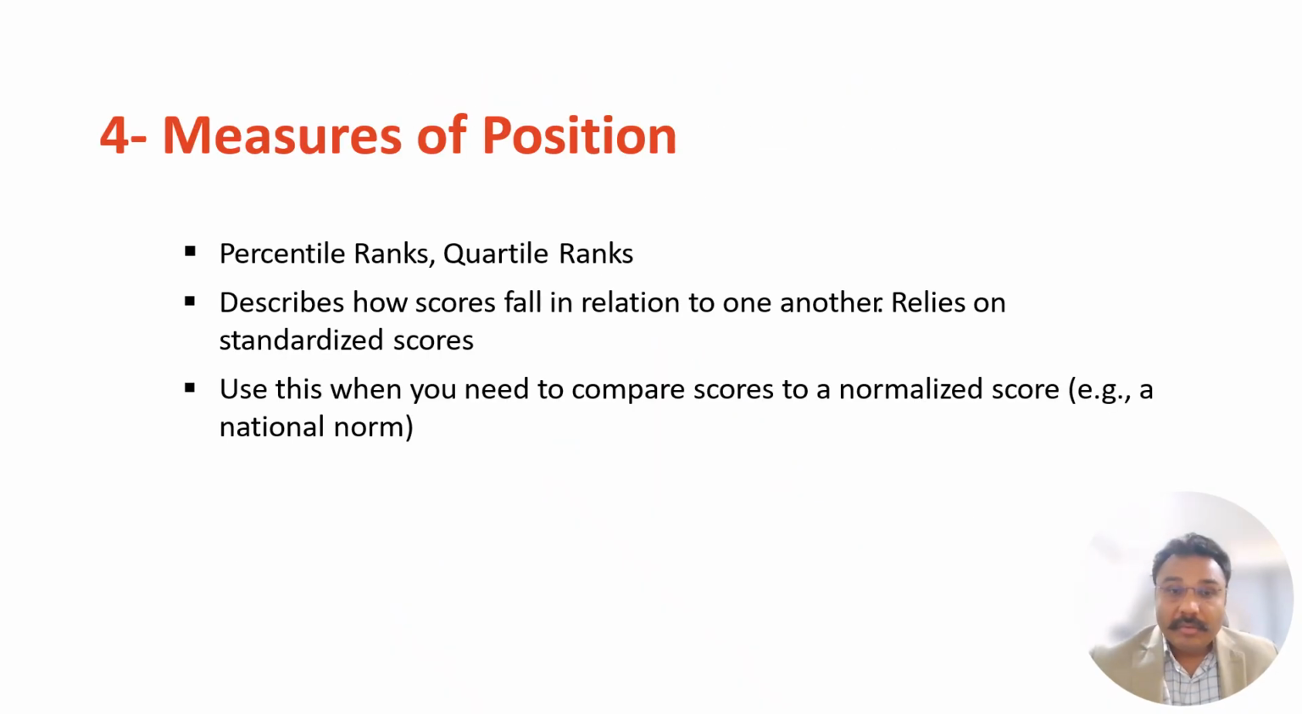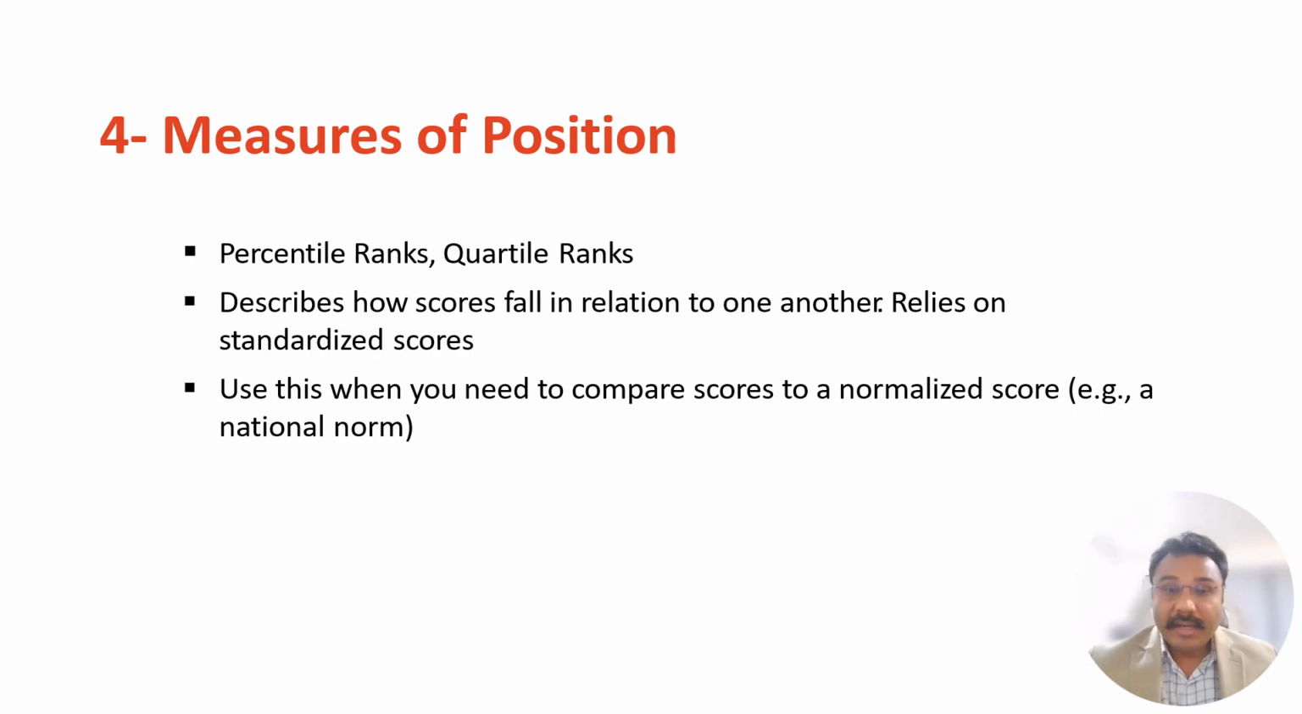The fourth and final one is your measure of position, which helps us understand how individual values compare to other values within a data set. There are three commonly used measures of position: percentiles, quartiles, and deciles. But we'll focus on quartiles in this class.